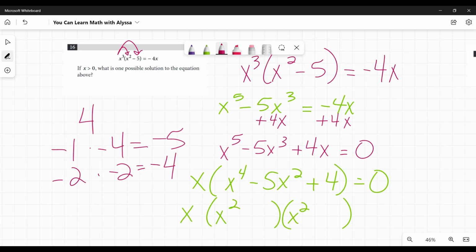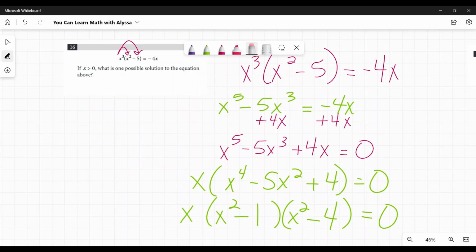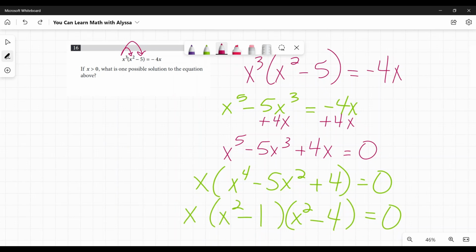So the factors are negative 1 and negative 4. Let me write those in. x squared minus 1, x squared minus 4. Now, what they want you to realize, well, actually, there's two ways you can look at this. You can say, just like with regular factoring, x times x squared minus 1 times x squared minus 4 equals 0. So any one of these could be 0. So I need to set them all equal to 0, and then I can solve this.